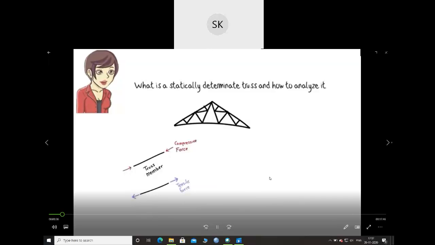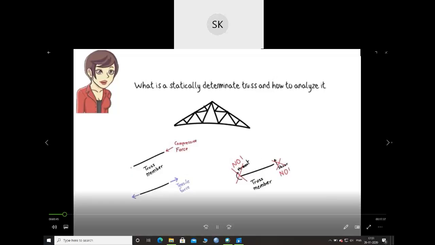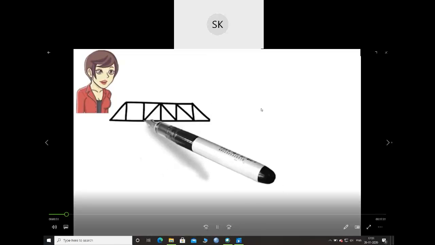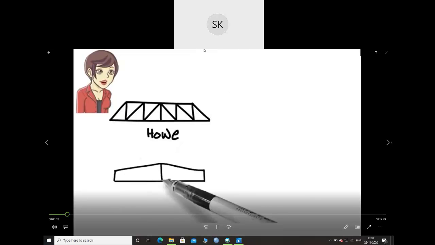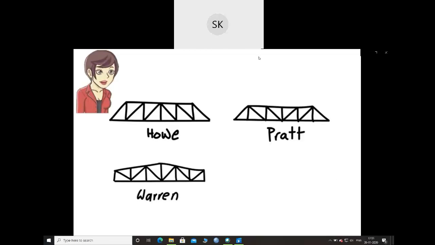Theoretically speaking, no shear force or bending moment is present in truss members. Here are a few truss configurations usually seen in roofs and bridges. Warren truss, K-truss.